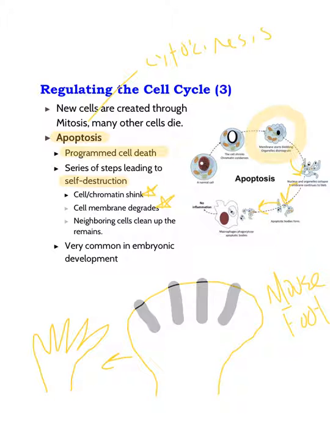Now, when apoptosis does not occur as it should, a number of diseases can actually result. For example, cell loss seen in AIDS and even Parkinson's disease can result if too much programmed cell death, apoptosis, occurs. We've got that new vocab word there, apoptosis: programmed cell death, a series of steps leading to self-destruction.